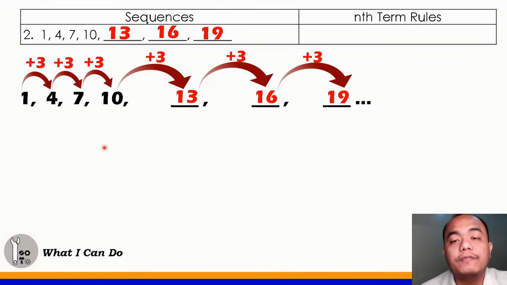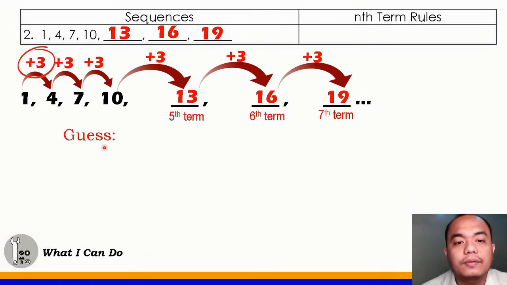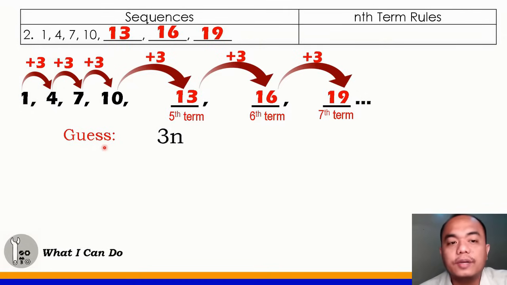Let's now form the nth term rule. So if you have the 5th term, 6th term, and the 7th term. Since we have a common difference, we will automatically use 3n as our nth term. Okay, so we will try to guess. So 3n here, and then obviously your first term is less than our common difference. So we will subtract 2. Magma-minus tayo dito ng 2 para maging equal siya ng 1. So we will have 3n minus 2.